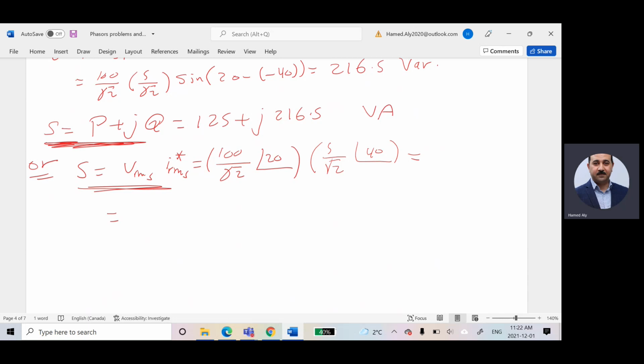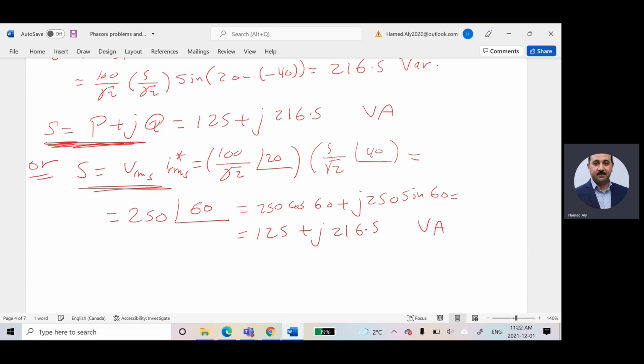Now, you will multiply 100 times 5 divided by 2, so it will be 250. And its angle is 20 plus 40, which is 60. At the end, I can write this as 250 cosine 60 plus j250 sine 60. If you try to calculate those, it will be 125 plus j216.5 volt ampere. So you can use this equation or that equation, it doesn't matter.